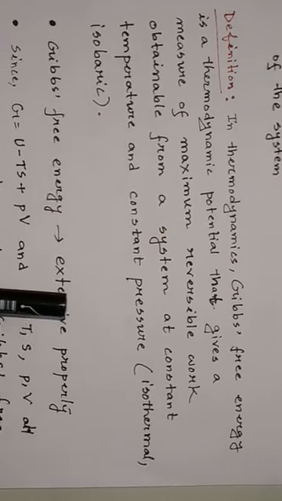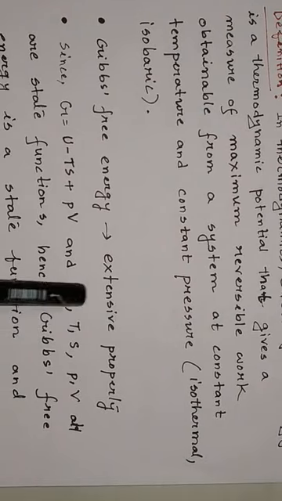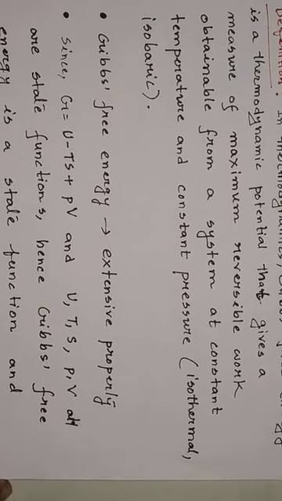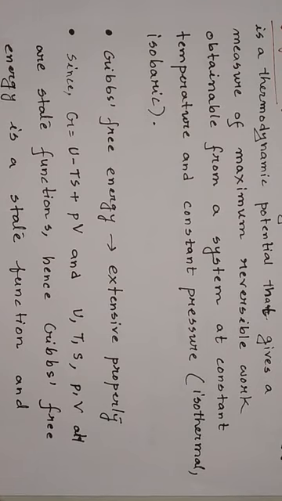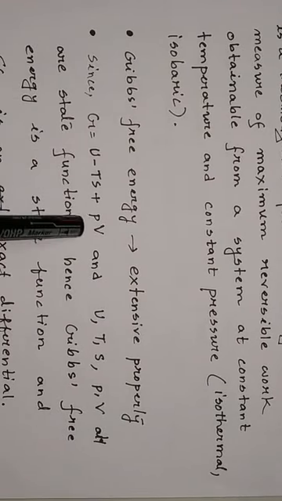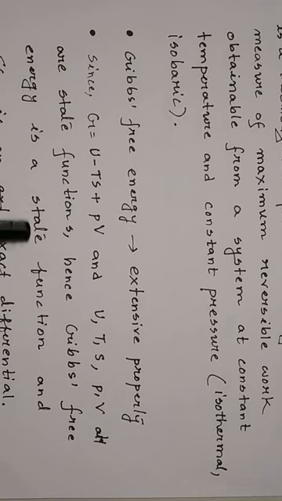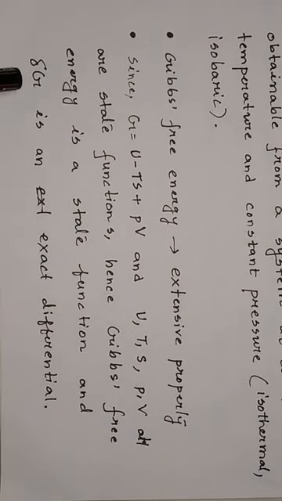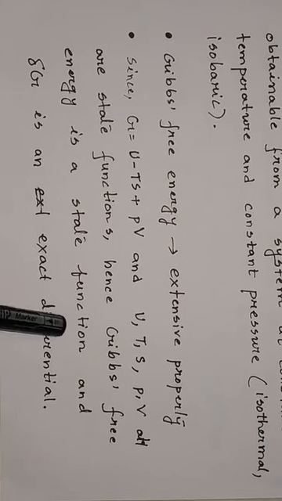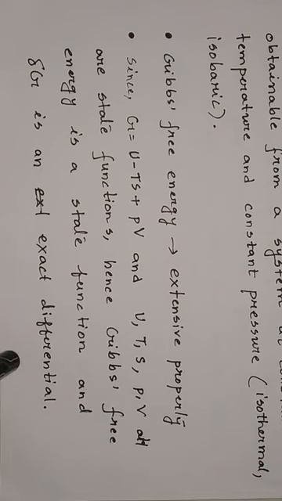Now the Gibbs free energy, just like Helmholtz free energy, is an extensive property, that is, it depends on the mass or the number of particles present in a system. And again, G is U minus Ts plus PV, and U, Ts and PV are all state functions. Hence Gibbs free energy is also a state function, and hence the total differential dG is an exact differential, because for any state function its differential will be an exact differential. Thus dG is an exact differential.